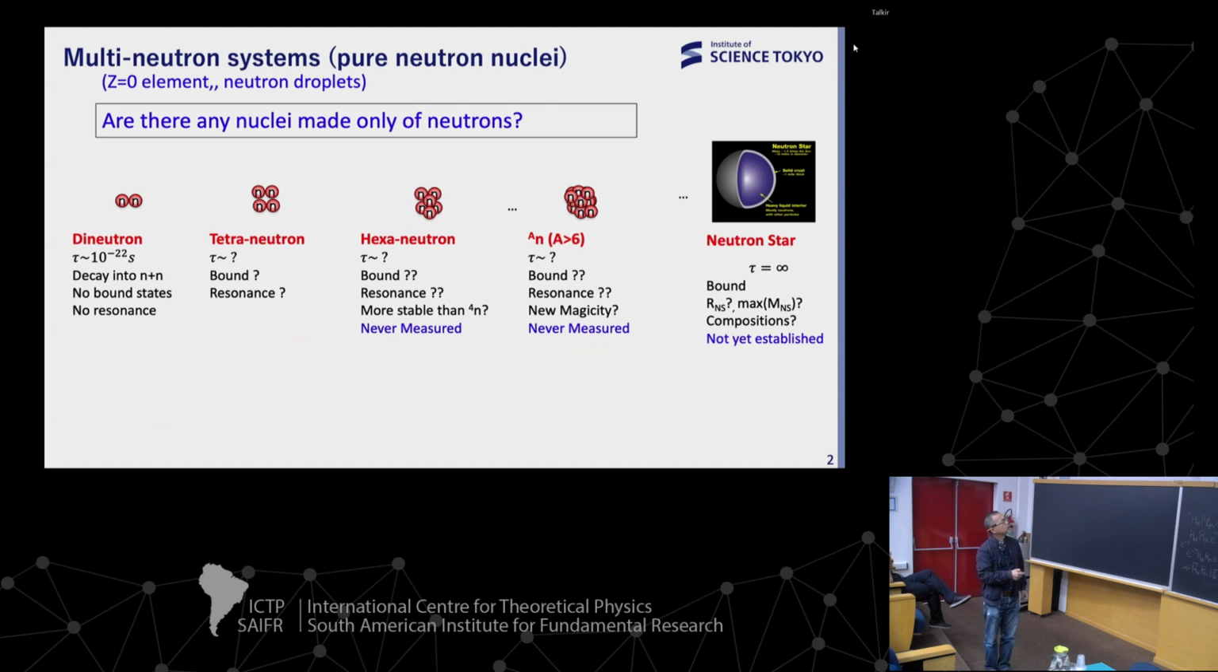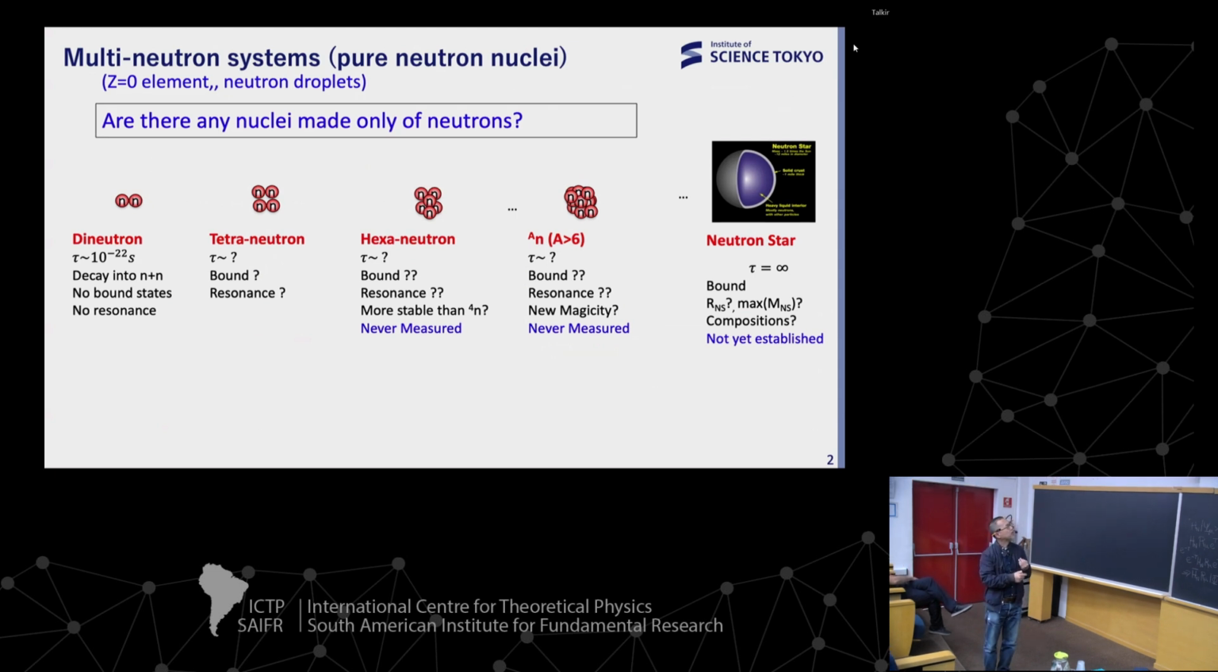So here you can see from dineutron to neutron star, actually. The dineutron system is not bound and has no resonance. We only know the scattering length, and maybe we can set the lifetime to less than 10 to the minus 20 second. And tetraneutron is now a kind of hot topic. Lifetime, bound or resonance, those are the questions. Okay, in between, of course, we have the 3 neutron.